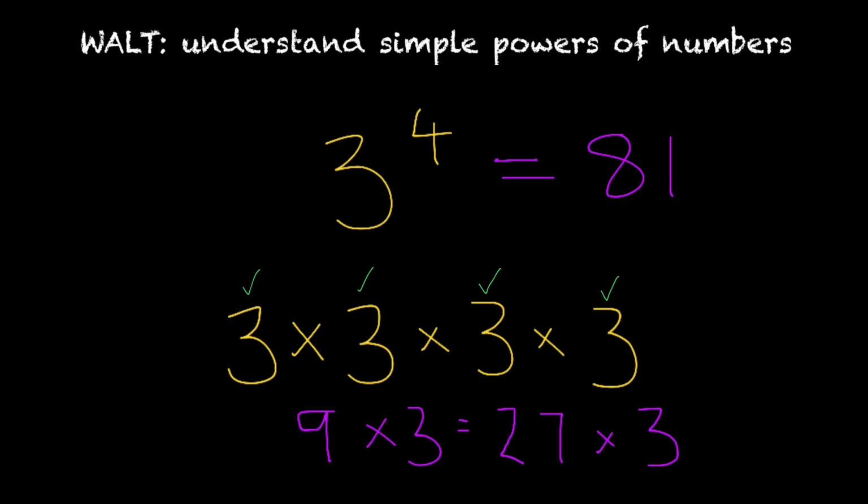So hopefully you get it now. It's not too complicated, these powers of numbers. You're just multiplying itself, and that little exponent up the top there is just telling you how many times to do it.